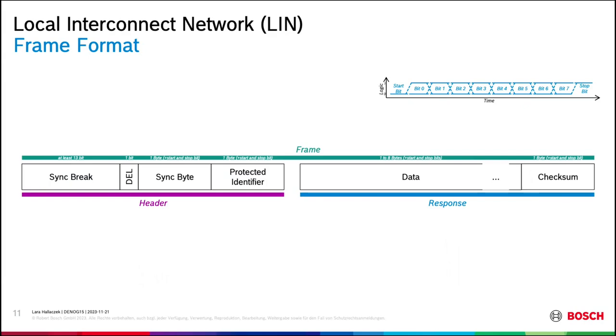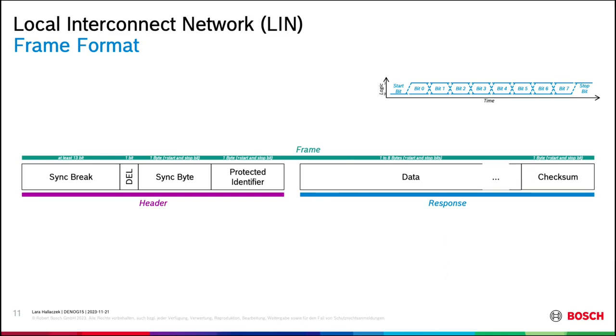The frames in LIN are split in two parts, the header and the response. The header starts with a sync break field, which is at least 13 bits dominant, so 0. Then there's a delimiter field with one bit set to 1. There's a sync byte, which is alternating ones and zeros. This all helps with synchronizing the clocks between the different nodes. And then we have a protected identifier, which consists of 6 bits for the identifier that specify which node shall answer, and 2 parity bits.